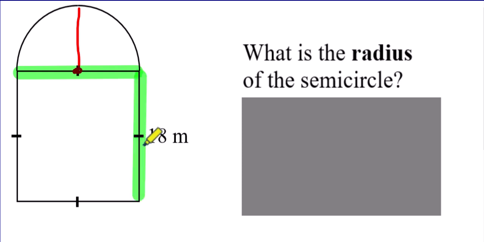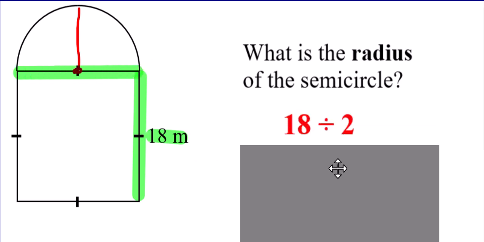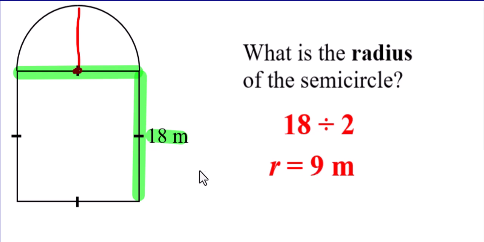Because this is the cool thing about a square. If you see these little tick marks on all four sides, this means this is a square. All four sides are 18 meters. So if I take 18 meters, which is the diameter, and I cut it in half, I either divide it by 2 or multiply by half, boom, that will give me the radius. So you have to understand the relationship of diameter and radius to do semicircle type of problems here that are part of a composite figure.